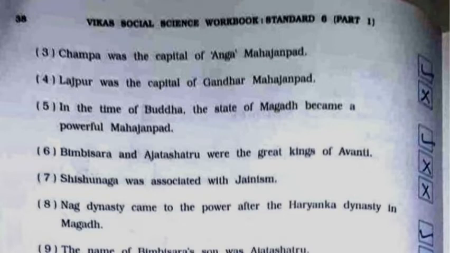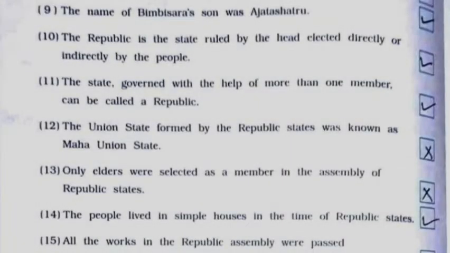Fifth, in the time of Buddha, the state of Magad became a powerful Mahajanpada, it is true. Sixth, Bimbisara and Ajashatru were the great kings of Avanti, it is false. Seventh, Shishunag was associated with Jainism, it is false. Eighth, Nag dynasty came to the power after the Haryanka dynasty in Magad, it is true. Ninth, the name of Bimbisara's son was Ajashatru, it is true.